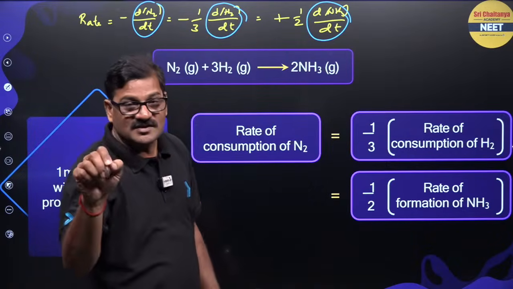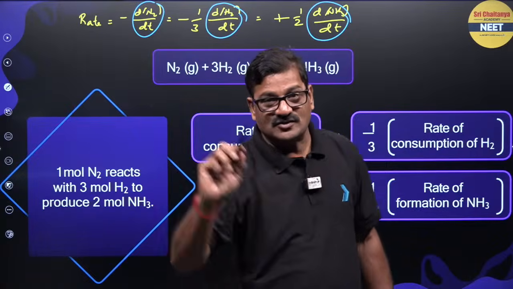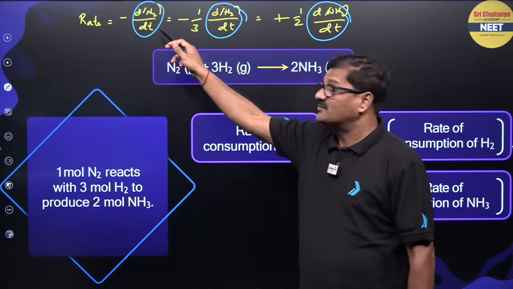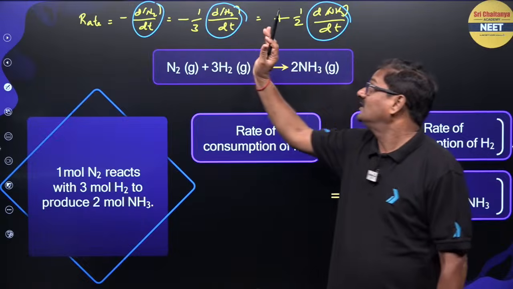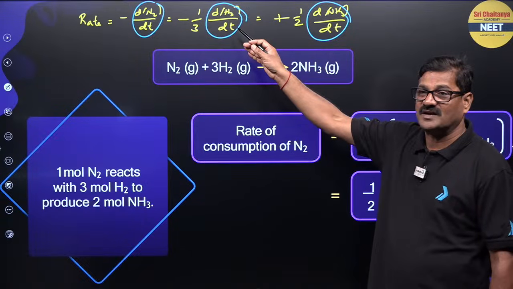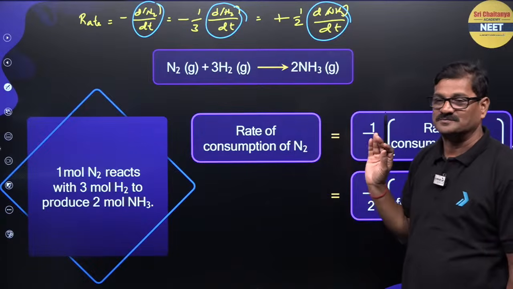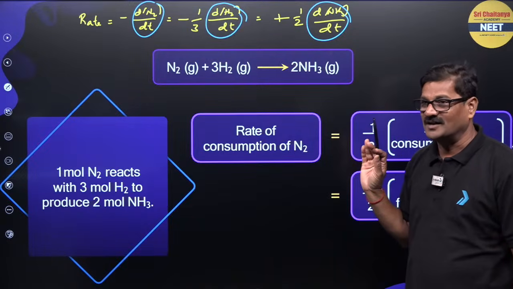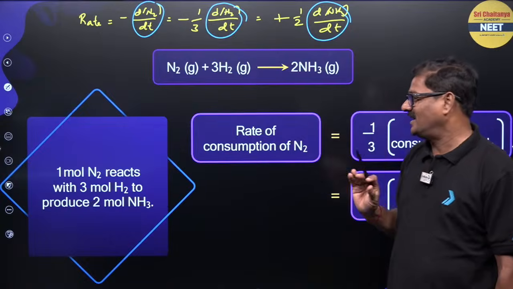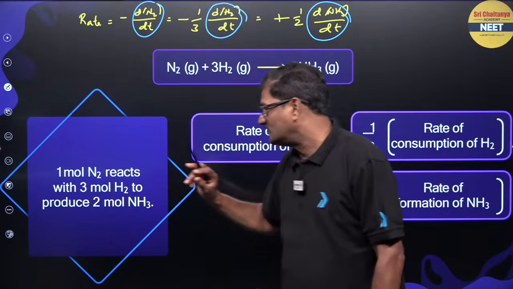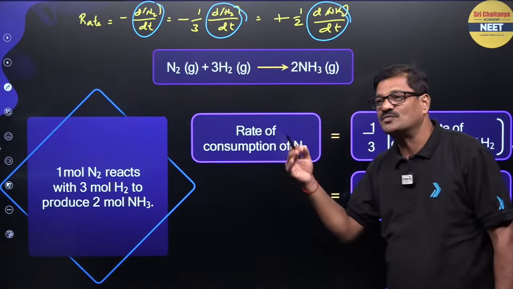The blue color circles you can see, that is said to be rate of disappearance of nitrogen, rate of disappearance of hydrogen, rate of appearance of ammonia. Fine? Clear? And 1 mole of nitrogen reacts with 3 moles of hydrogen to produce 2 moles of ammonia.